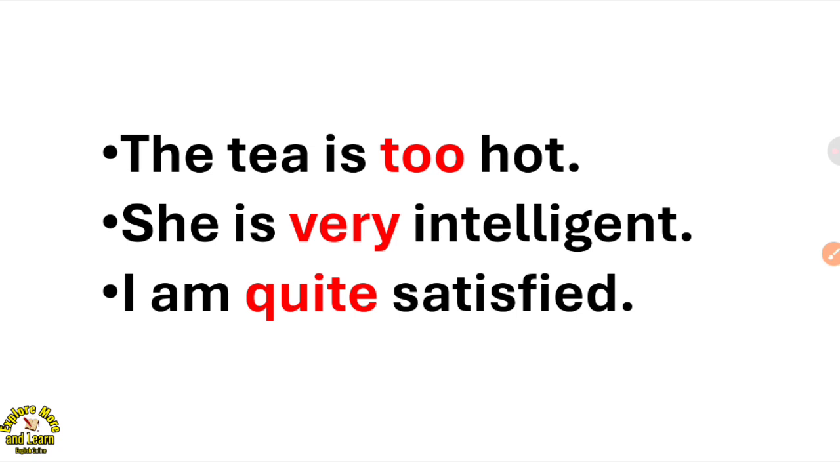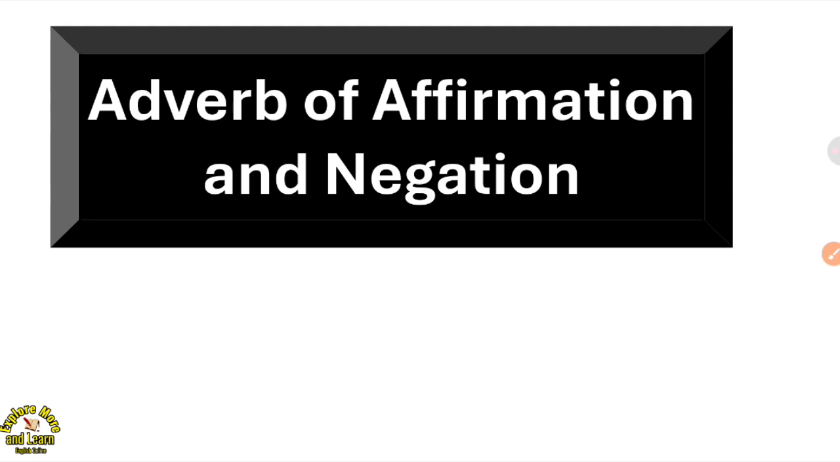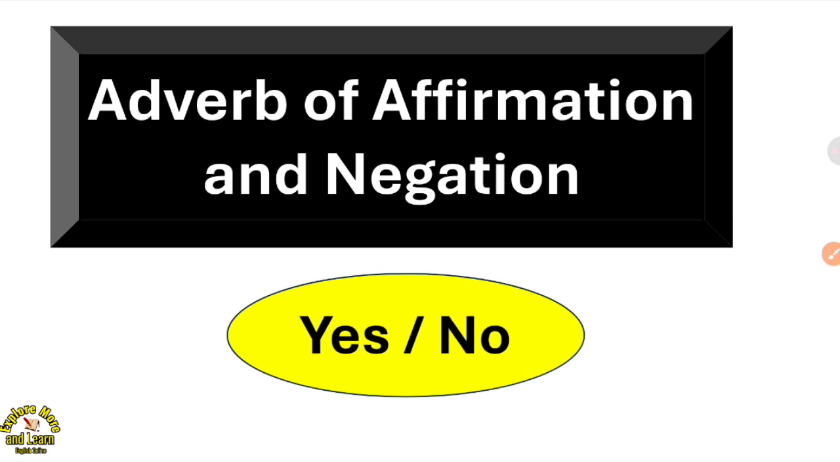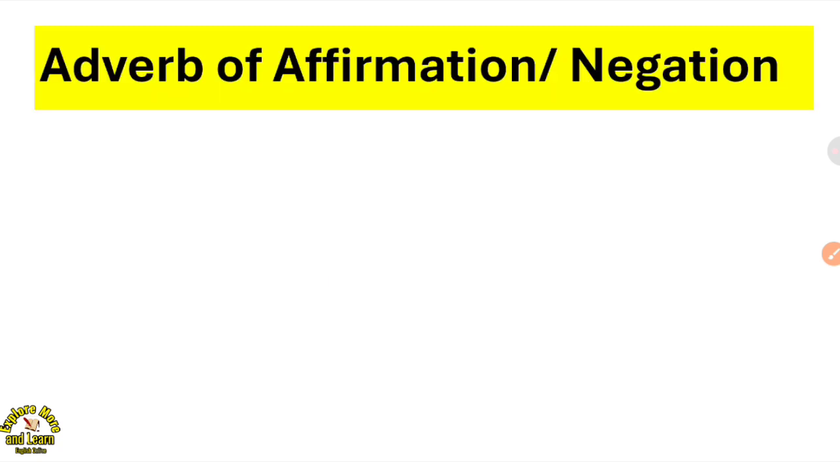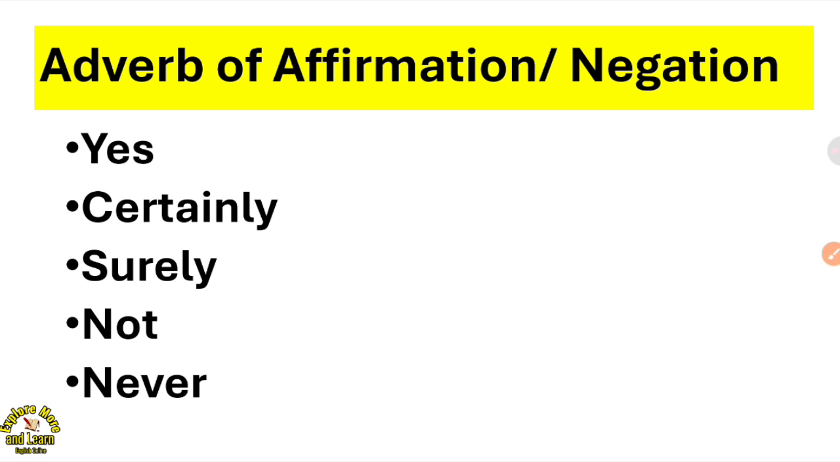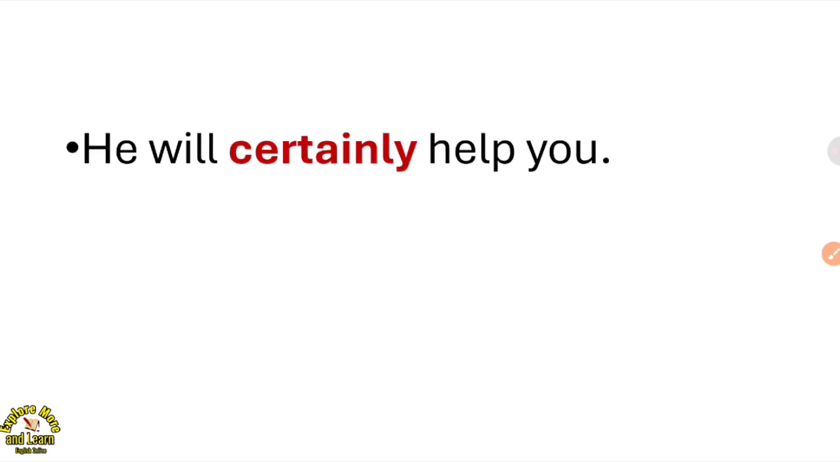Now next kind, adverb of affirmation and negation. Affirmation like positive, negation negative. For example, whenever you get your things like yes or no type, then you can understand that these are the adverbs of affirmation and negation. For example, yes, certainly, surely, not, never. So these will be considered in this kind. So usually these are not very important adverbs, but then also I am including them for you, for your better understanding or wide understanding. So for example, he will certainly help you.